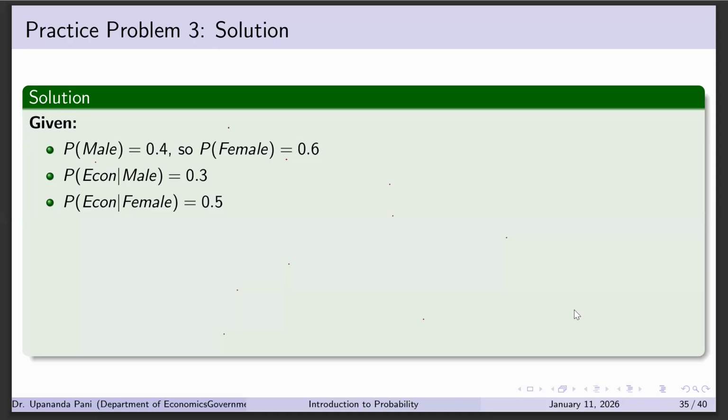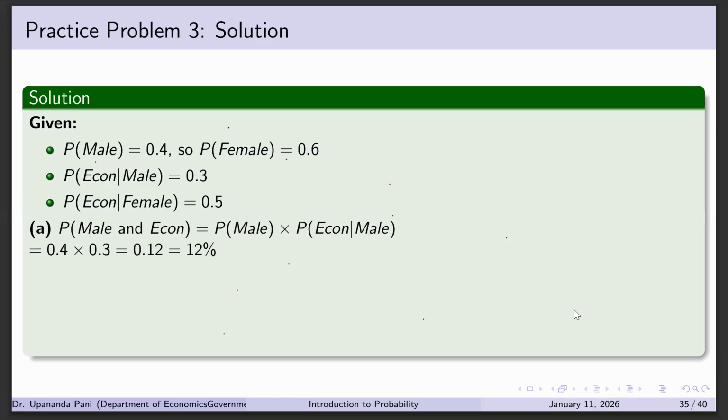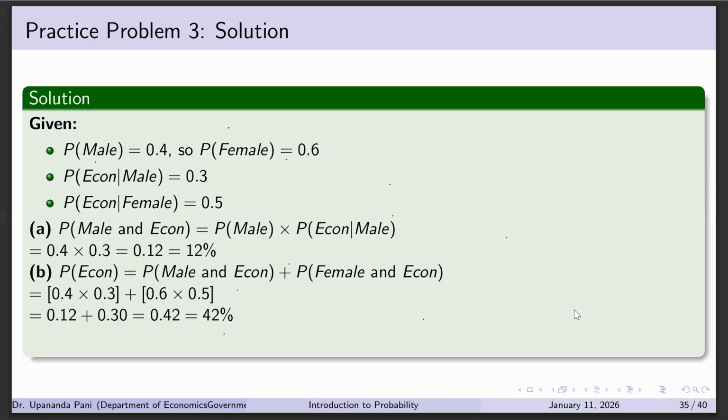So, probability of male 0.4, probability of female 0.6, probability of economics given he is a male student is 0.3, probability of economics given that she is a female is 0.5. Then probability of male and econ is probability of male times probability of econ given male, that is 0.4 times 0.3, that is 0.12, that is 12%. Probability of B, that is probability of econ, right? So that will be 42%.